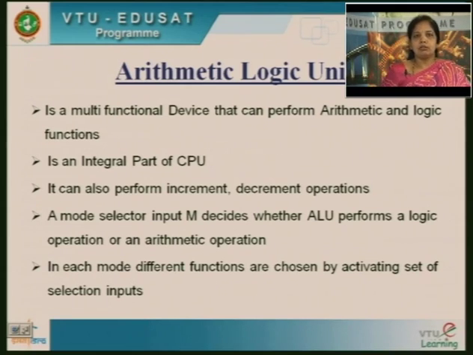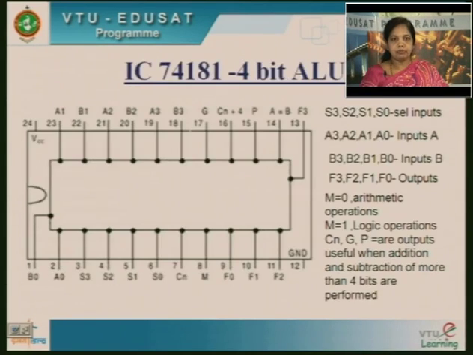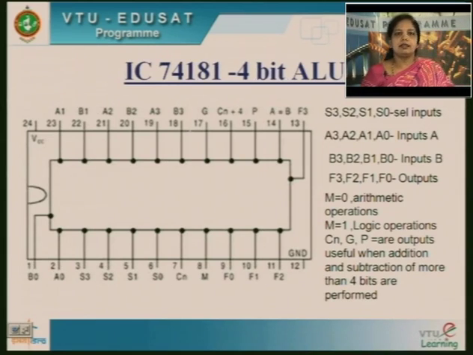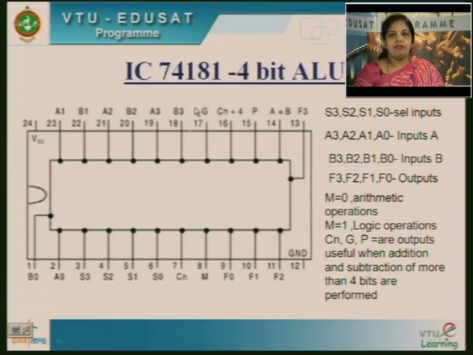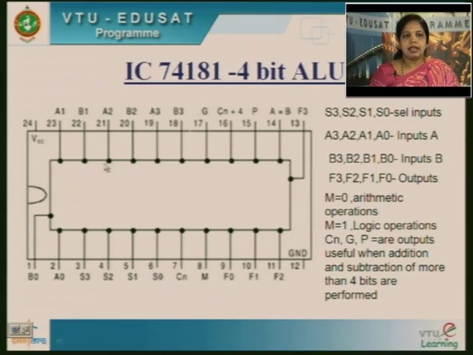Let us see the IC 74181, that is an ALU. Look at this IC. This is the 74181 IC, which is a 4-bit ALU. We have taken an example of a 4-bit ALU here. You can see this IC has 24 pins.